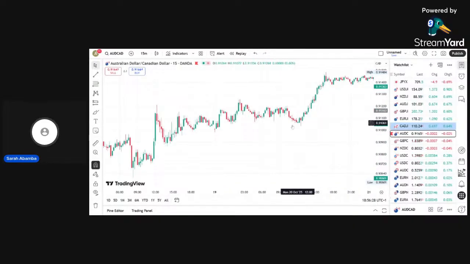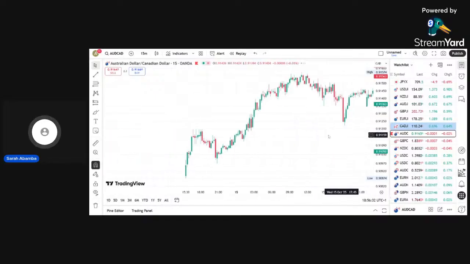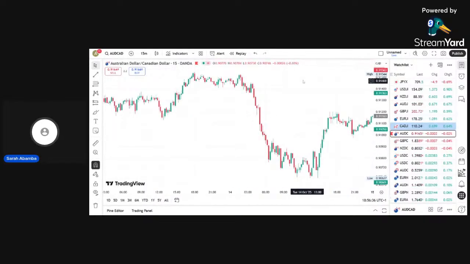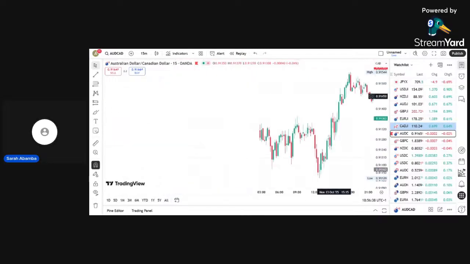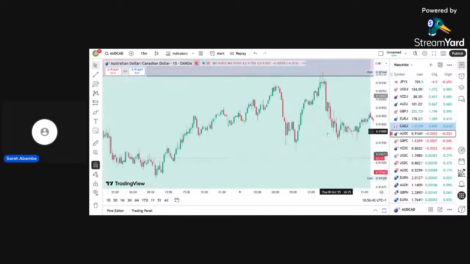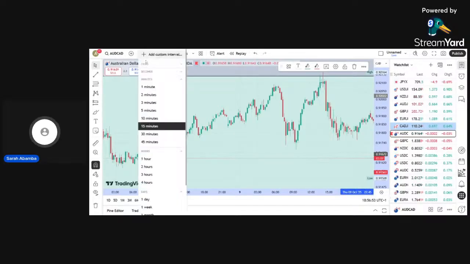Hope it is clear, Peter. So the next one we're supposed to look at is tweezers, but I will not be showing you that on my chart because it rarely appears on the chart. We have other things to cover. So the tweezers is two equal candlesticks. That's the tweezers. If it is not equal, it is not tweezers.